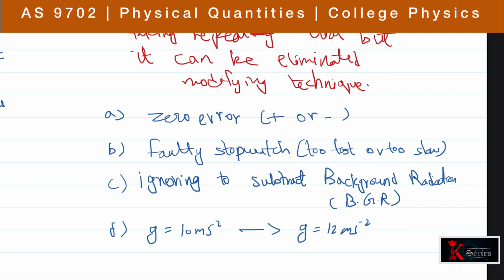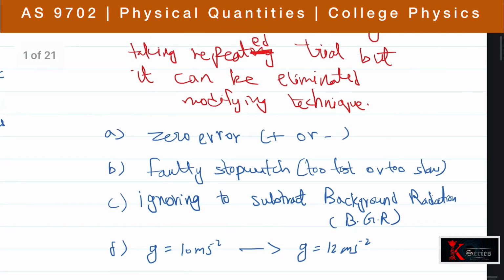The second example is a faulty stopwatch, because obviously if we have a stopwatch which is either too fast or too slow, then the measurements in the experiment we are carrying out would always be wrong, right? If it is too fast, the measurement is wrong. If it is too slow, again the measurement is wrong. So it cannot be eliminated by repeating the trials, because the stopwatch would still remain faulty. However, if we use a different stopwatch, or if we completely eliminate the fault from the stopwatch, only then the systematic error would be eliminated.